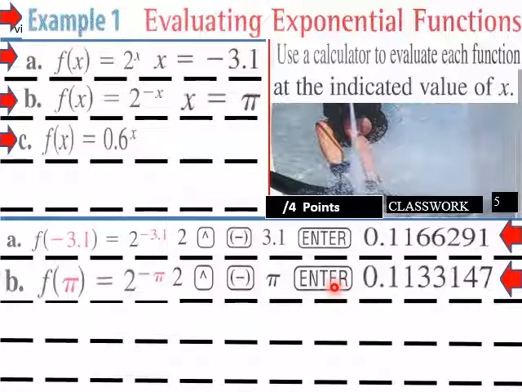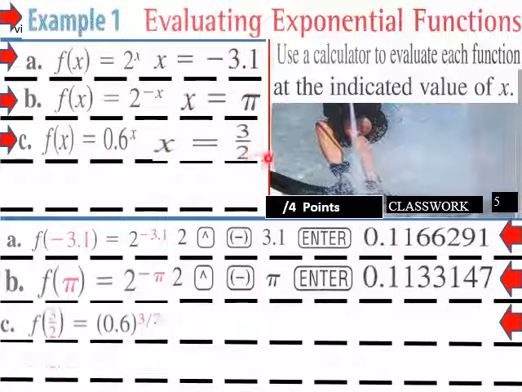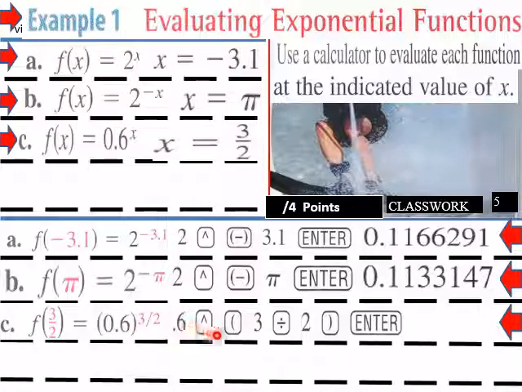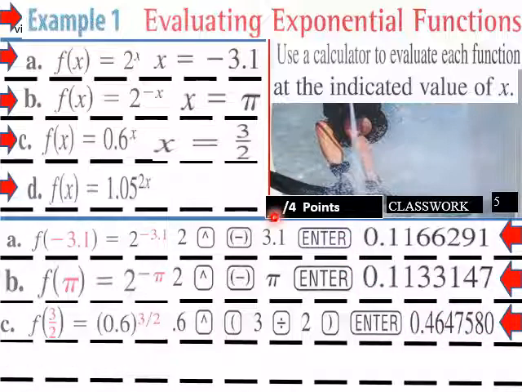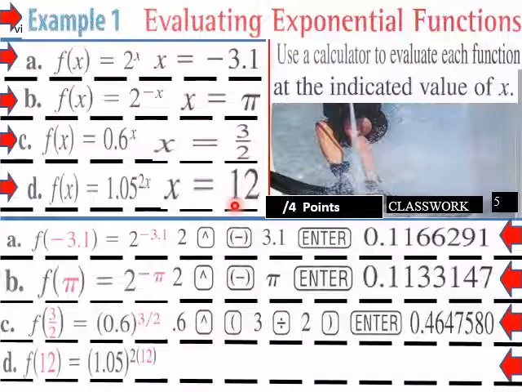0.1133147. And then f of x equals 0.6 to the x power, and in this case x will be 3 over 2. So 0.6 to the 3 over 2 power, this is your entry protocol here into your calculator, 0.6, uppercase, and then we put 3 divided by 2 inside parentheses. And then we hit enter, and then we get this number here, 0.4647580. And then f of x equals 1.05 to the 2x power when x equals 12.